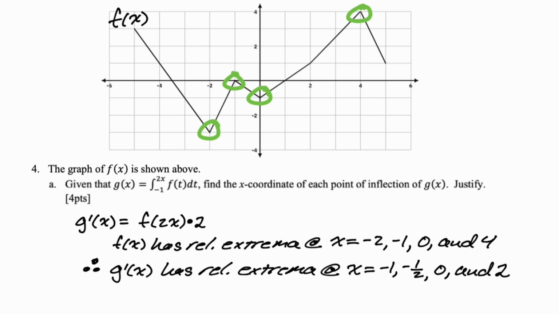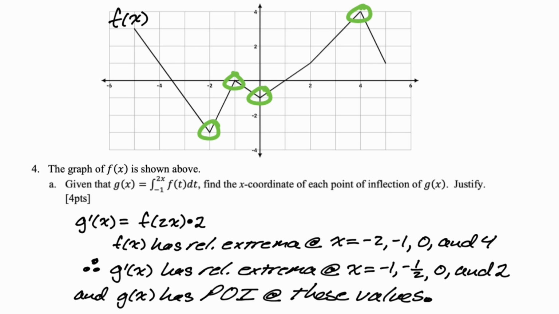So I still need to finish the problem. I've said g prime has relative extrema at those points. But what does that mean? That means that g of x has points of inflection at those values. So this question was a little bit tricky. More than half of people actually divided them and got it correct. But a lot of people just wrote down what f had going on, and we needed to know what f of 2x had going on. So let's take a look at the next one.